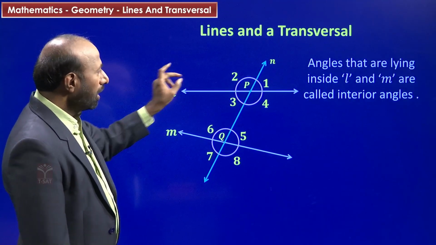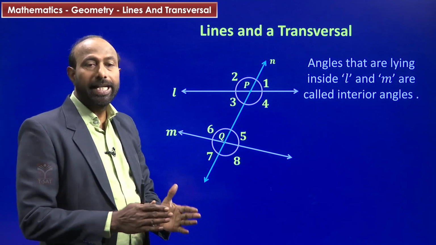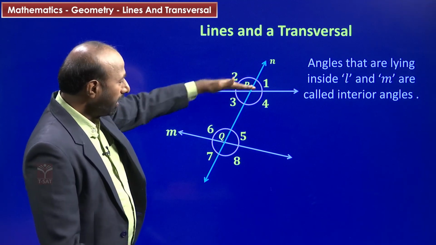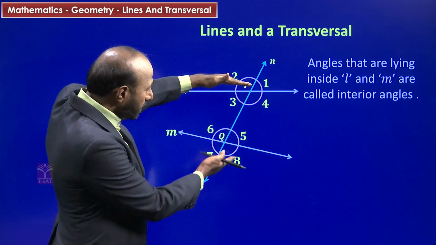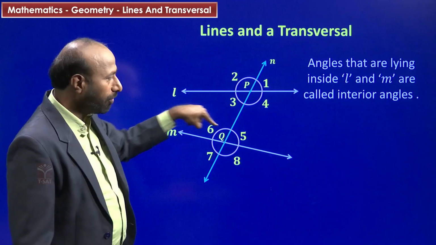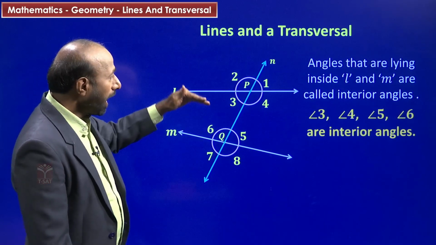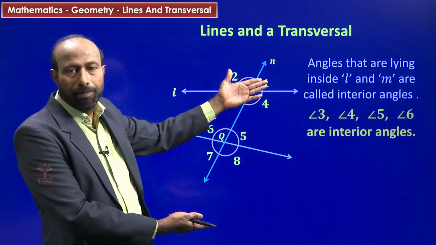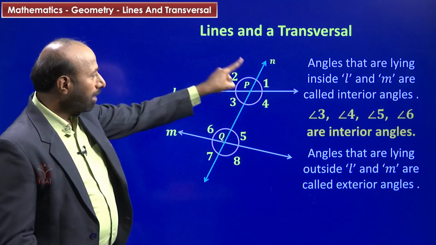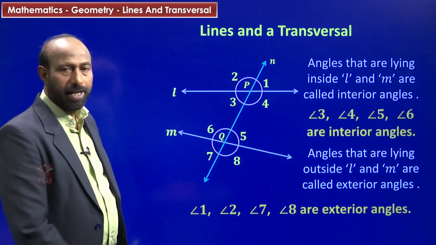Now, angles that lie inside L and M are called interior angles. That is, the angles lying between the lines, 3, 4, 5 and 6, are called interior angles, and the angles lying outside L and M are called exterior angles. So, angle 1, angle 2, angle 7 and angle 8 are exterior angles.